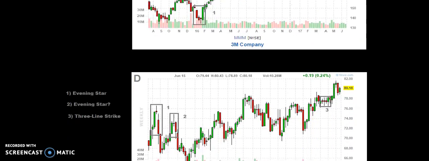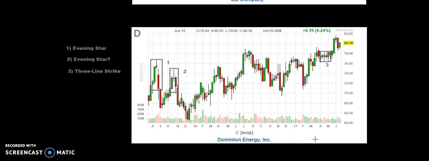So that just about rounds it out. We've got one more to go through. We see 2 examples of the evening star here on Dominion Energy. We see one long green candle followed by this doji forming here, where although the stock has risen, it fails to ultimately close at a new high, meaning buyers aren't coming in. They're just taking advantage of the higher prices and selling.